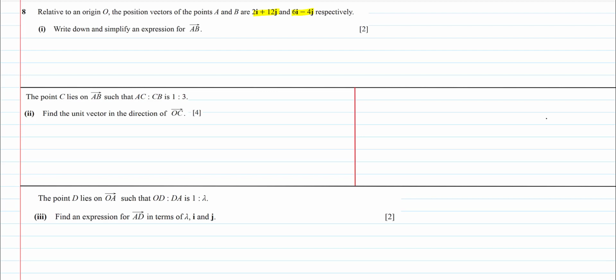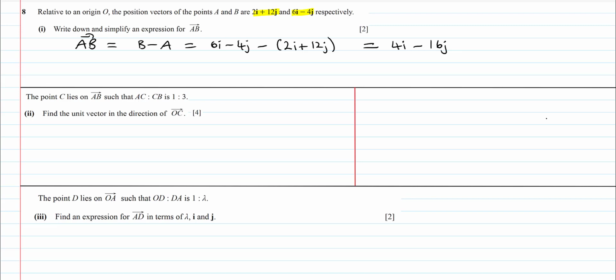So AB is going to equal B minus A. That equals 6i minus 4j minus A, so don't forget to use the brackets, (2i plus 12j). That equals 6i minus 2i is 4i, and minus 4j minus 12j is minus 16j. So that is the vector AB, and that is part 1.